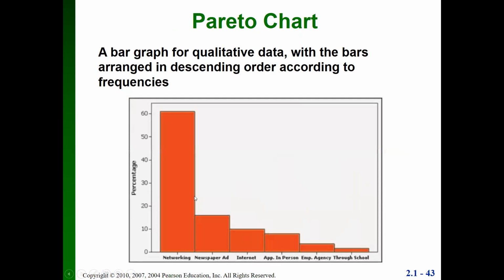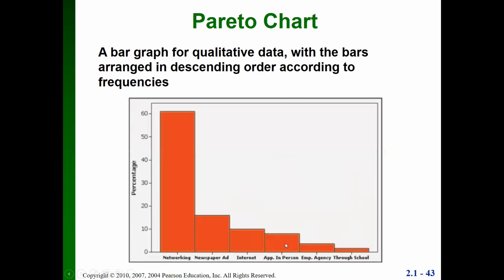So we're looking here at how people find jobs, and we find that over 60% get their jobs through networking in one form or another. The next most common is about 15% come from newspaper ads, about 10% come off the internet. Clearly, this is not necessarily today.